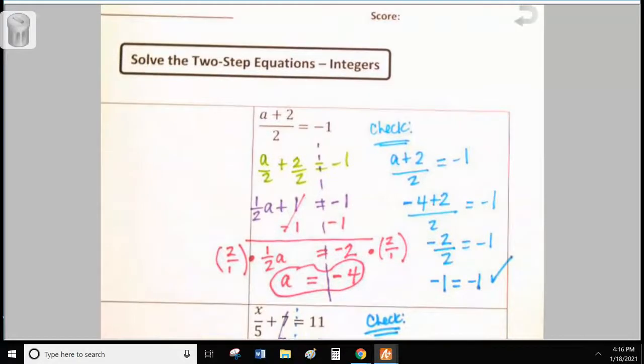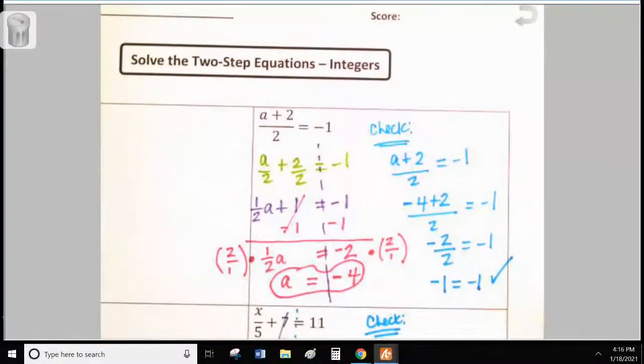Look at that. So easy, so fun. Well, I hope this helped you overcome your fear of two-step problems with division in them. So let's go practice, and good luck.